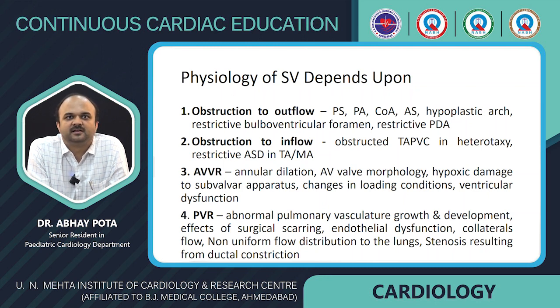AV valve regurgitation can be seen in case of single ventricle due to multiple causes like annular dilatation, AV valve morphology, hypoxic damage to subvalvular apparatus, changes in loading conditions, and ventricular dysfunction. Pulmonary circulation and PVR are affected, and they also affect the single ventricle in multiple ways. So, abnormal pulmonary vascular growth and development, effects of surgical scarring, endothelial dysfunction, collateral flow, non-uniform flow distribution to lungs, and stenosis resulting from ductal constriction, all these factors affect pulmonary circulation in case of single ventricle.